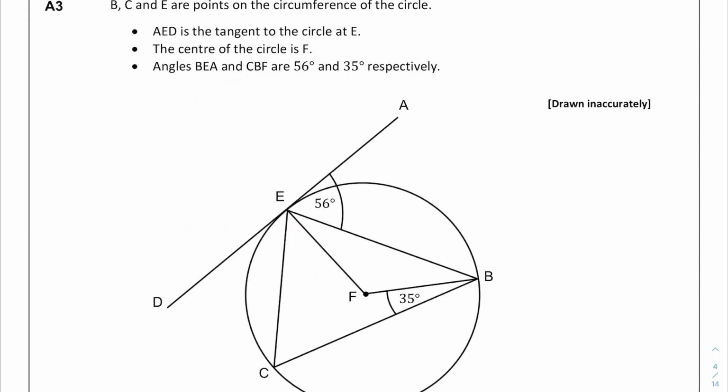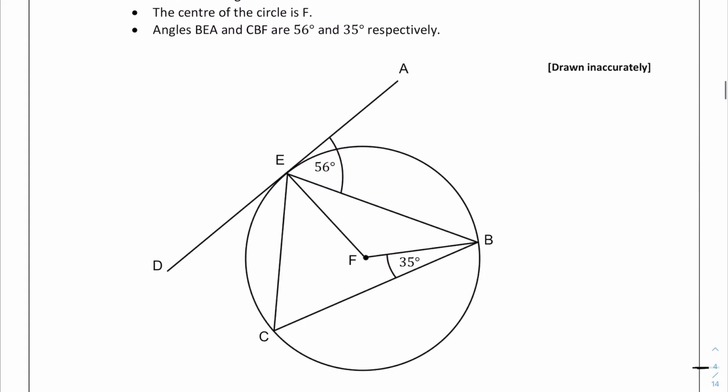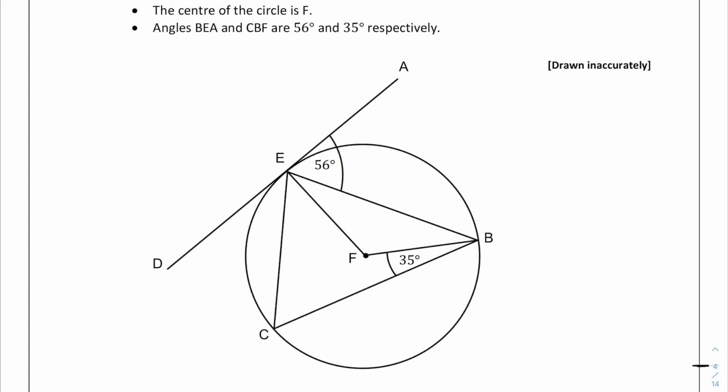So in this question, we're told that B, C, and E are points on the circumference of a circle. We're told that AED is a tangent to the circle. We're told F is the center of the circle. And we're told what this angle is and what this angle is as well. If we scroll down a little bit, the question wants us to work out the angle of CEF, so this angle right here. So I'm going to mark that angle as X.